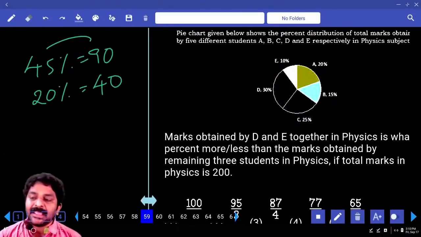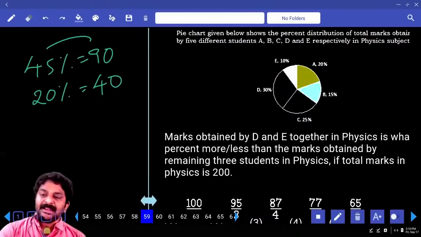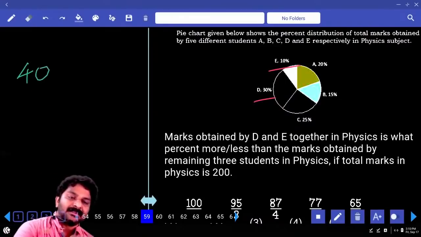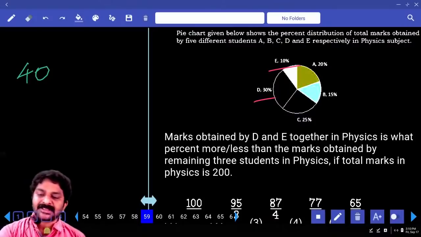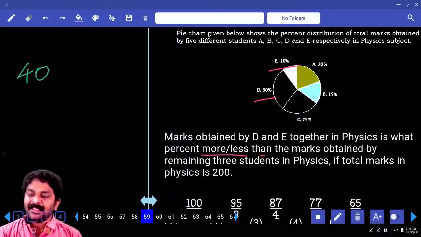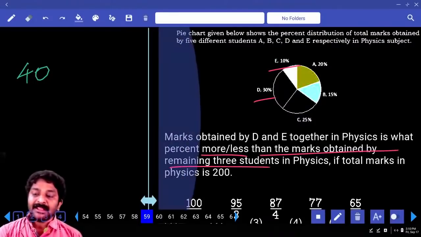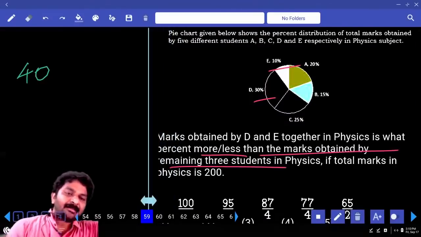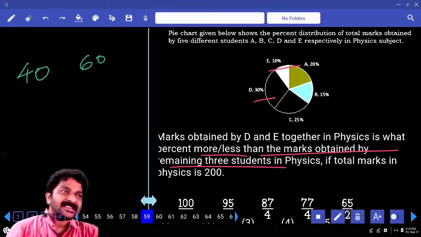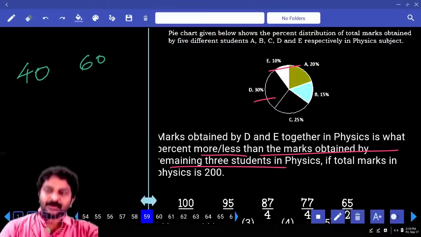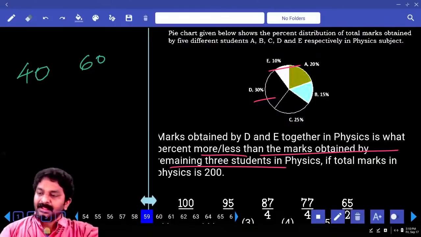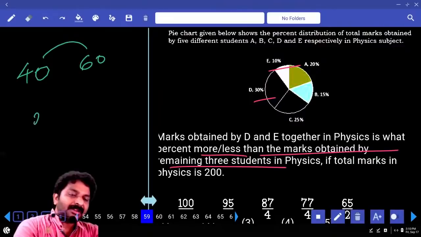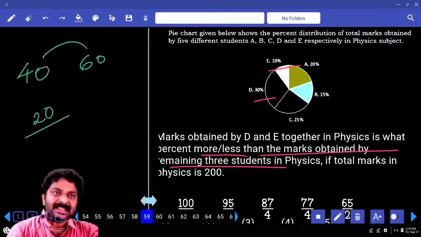Marks obtained by D, E together in physics. D and E together, what percent is it? 40. Is what percent more or less than the marks obtained by the remaining 3 students? See, if D and E together got 40, then the remaining 3 members will get 60 only. Remaining percentage, you don't have to add remaining values. Now 40 is how much more or less than 60? But you are asked to calculate in terms of percentage.